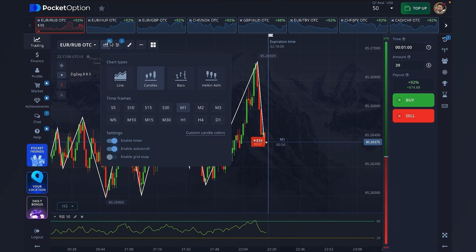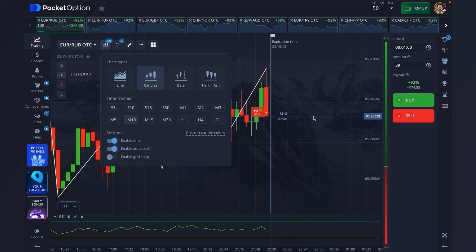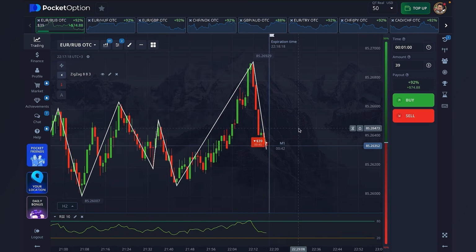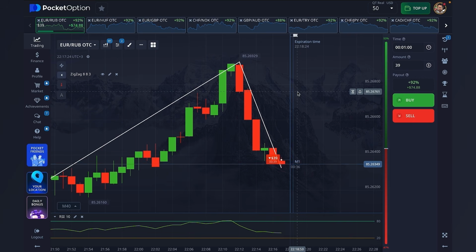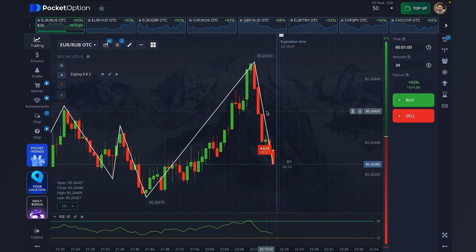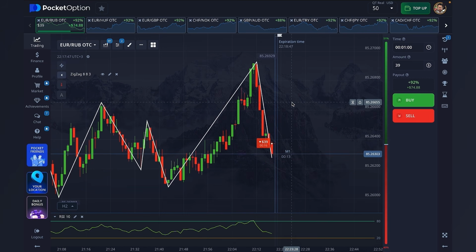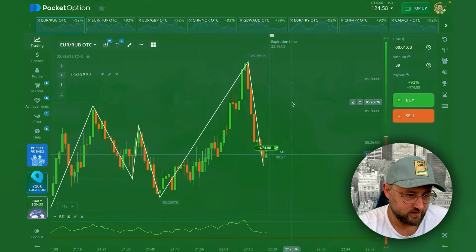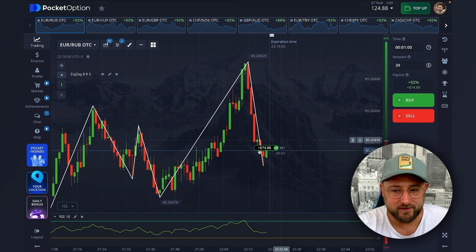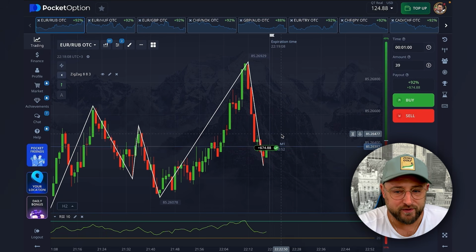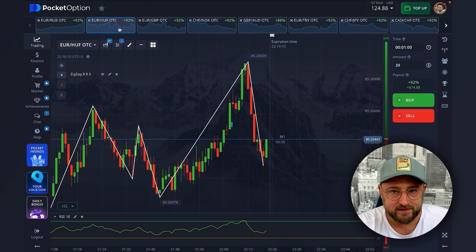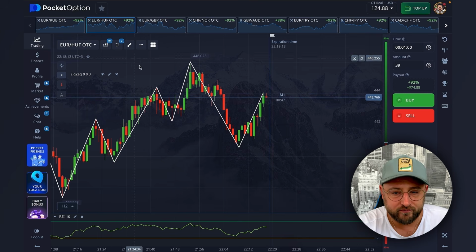Checking the big picture. Long wick, but the candle stays orange. Some on M10, lower time frames. This looks like a clean downtrend. $39 trade in the game. Always try to have backup funds if you can. But hey, this is a challenge. Let's grow from next to nothing. 124. That's more than enough for today's goal, but let's push a bit more to keep it interesting.